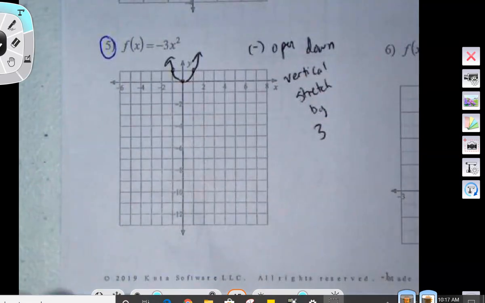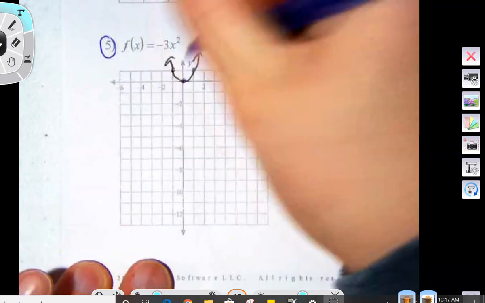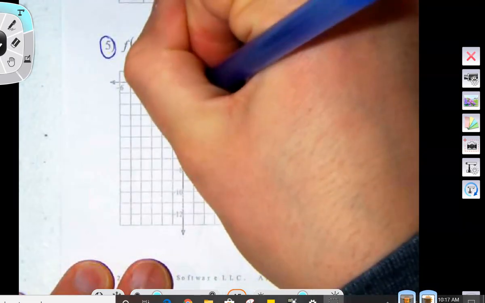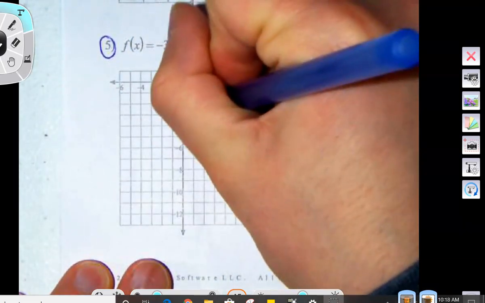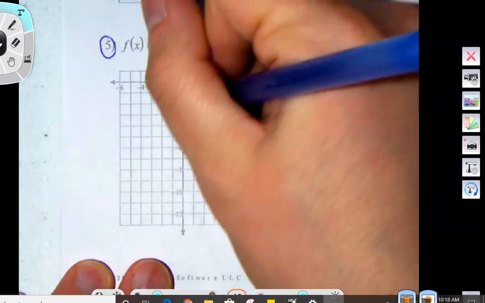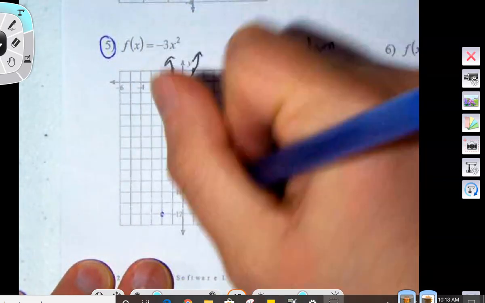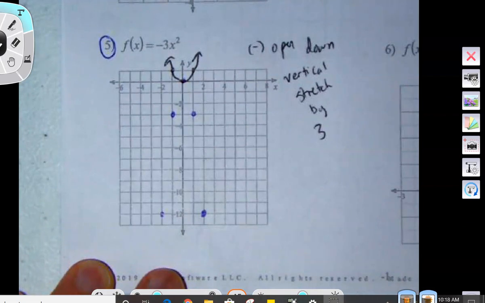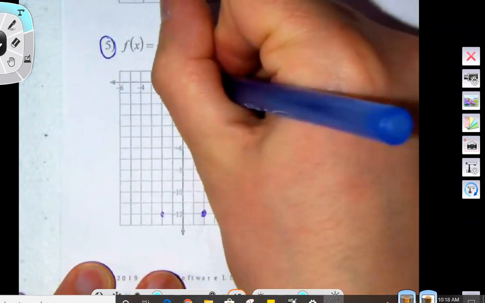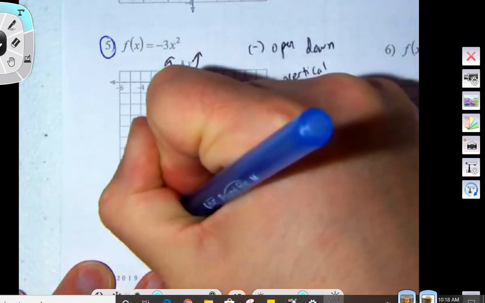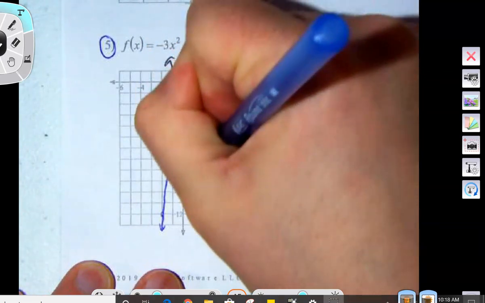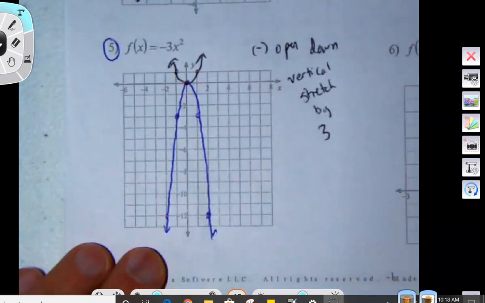So now if I were to graph that, I still have 0, 0. I have negative 1, negative 3. We have 1, negative 3, and then negative 2, negative 12. And we have 2, negative 12, and make sure when we're graphing that parabola, it does go through each of those points. And it should look something like that.